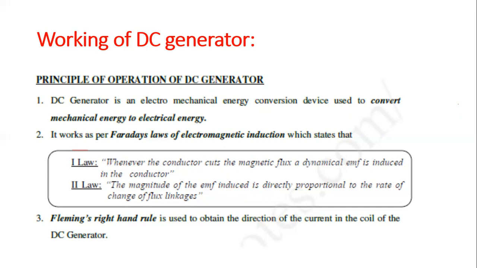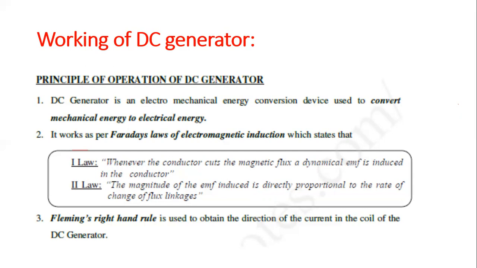On the basis of the first law, the DC generator is operated and then the EMF is induced. Which type of induced EMF is produced? That is dynamically induced EMF. What is meant by dynamically induced EMF? We are considering two criteria: the flux lines and the conductor. In dynamically induced EMF, the conductor is rotating and the flux lines are stationary. That type of induced EMF is called dynamically induced EMF.